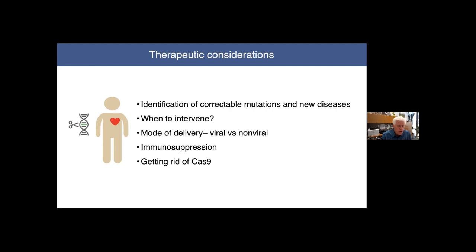What is the optimum mode of delivery? Viral is the approach that we've taken so far because it's the most efficient, but I think many of us would agree that the long-term goal in this field would be to deploy non-viral delivery systems, perhaps lipid nanoparticles, as were pioneered during the COVID era for the COVID vaccines. How important is immunosuppression in these settings? That's a really important question. And what are the strategies for getting rid of Cas9 so that an endonuclease with gene editing potential is not existing in the target cells for the lifetime of the patient? And those are some of the issues that we're addressing.